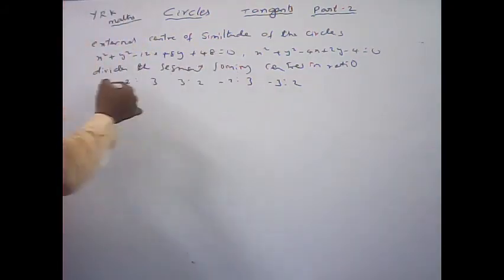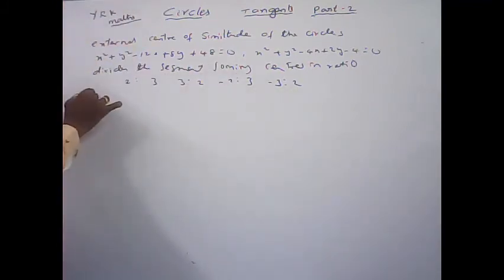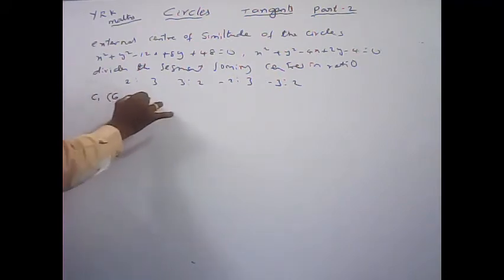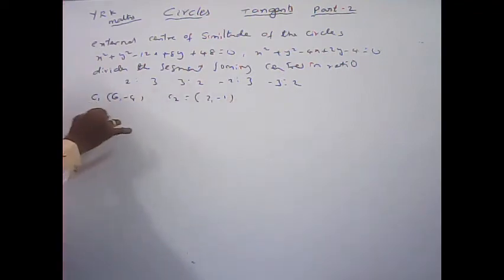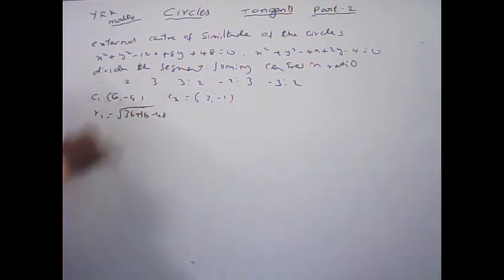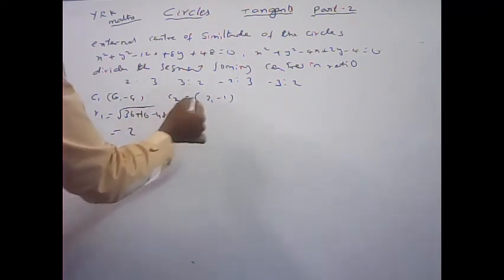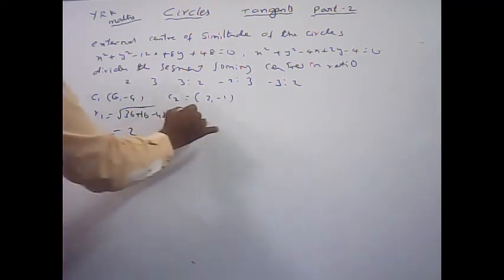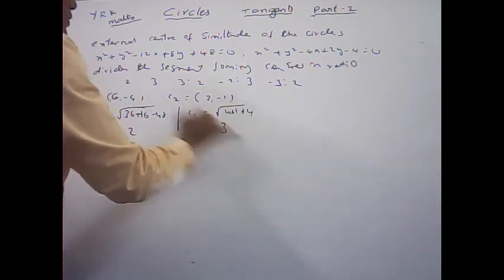Maybe here we don't know whether both are intersecting or touching, otherwise we can check that first. Center of the first circle is (6, -4). Center of the second circle is (2, -1). And the radius is root of g square plus f square minus c, that is 4 for the first, and for the second, r2 is equal to root of g square plus f square minus c, that is equal to 3.